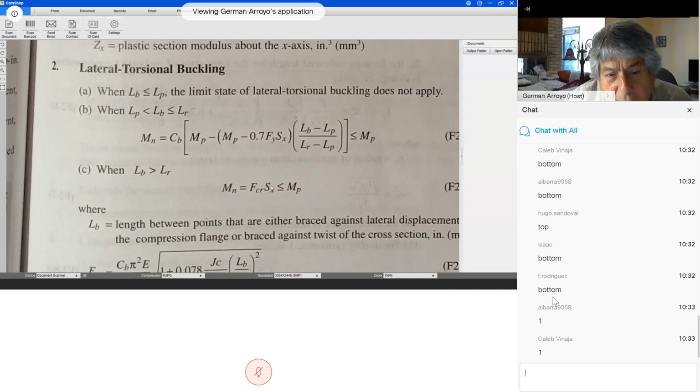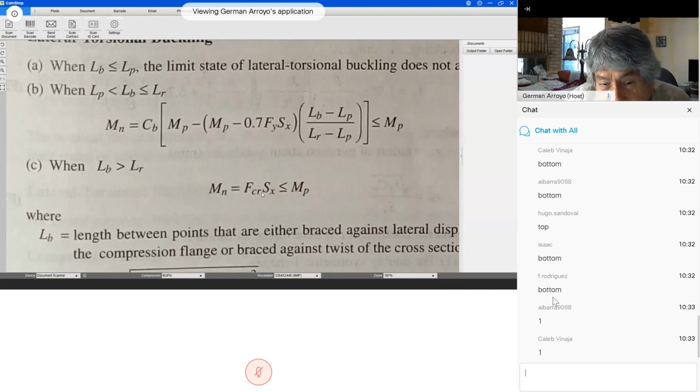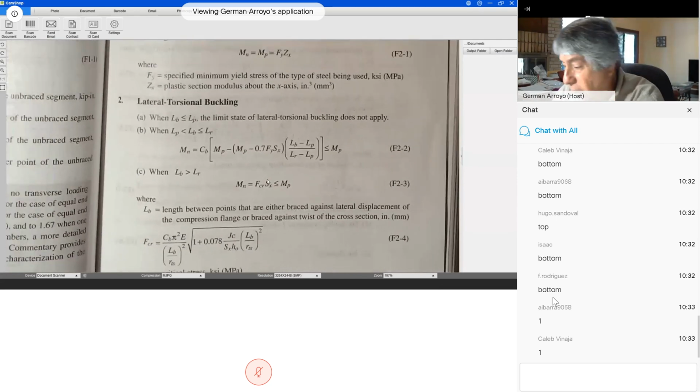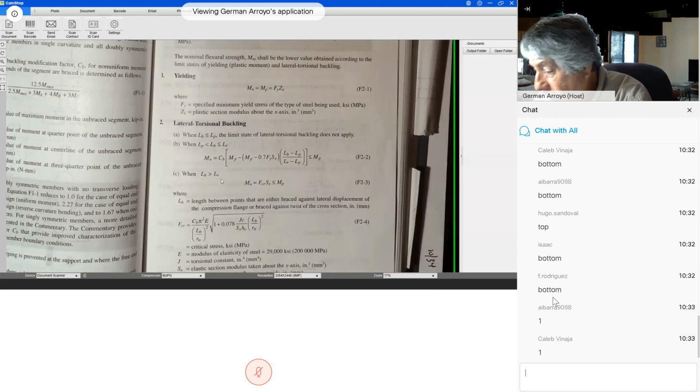Why are we using the elastic modulus? Because the behavior is elastic. On the next page, 16.1-48.